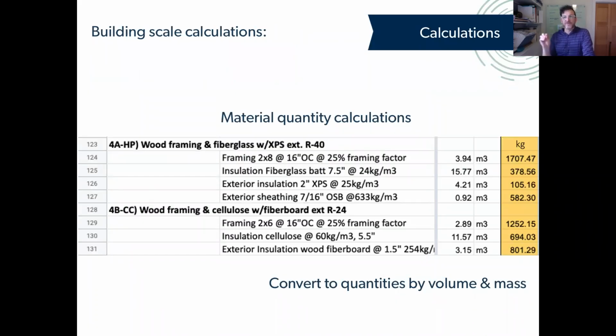So we've gone through one material calculation. Now, if you're going to do a whole building, you're essentially just going to repeat that. You're going to take all of your material quantities and get them into either volume or mass or both.